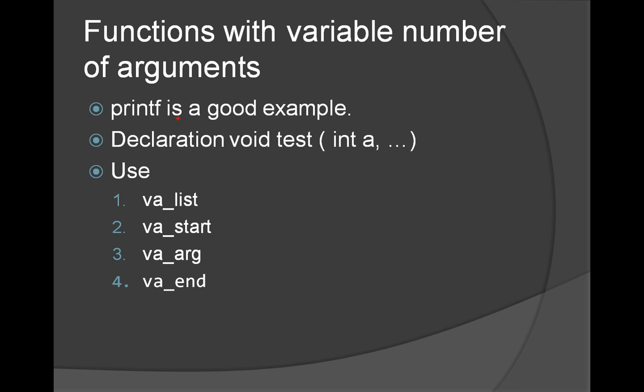The next topic is functions with a variable number of arguments. printf is a good example of this kind of function. Normally the declaration has a couple of arguments, and after that you have 3 dots. These 3 dots mean that we don't know how many arguments come here. So we use these macros; this is a type. These are the functions we use to achieve this functionality. We're going to see that in a program next.